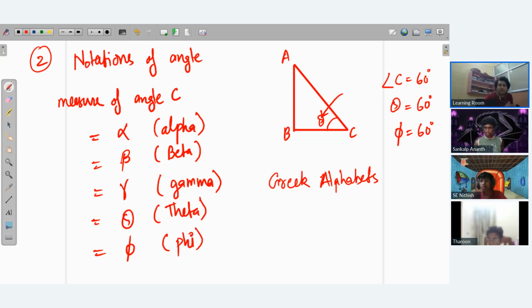Of course. The only benefit of introducing these notations is that instead of writing BAC or BCA, we give shorthand names to them so that it becomes easier. For example, A I will call gamma. So now angle BAC will be called gamma, and whenever I make reference, gamma means angle BAC. Similarly, theta means angle BCA. Understood?